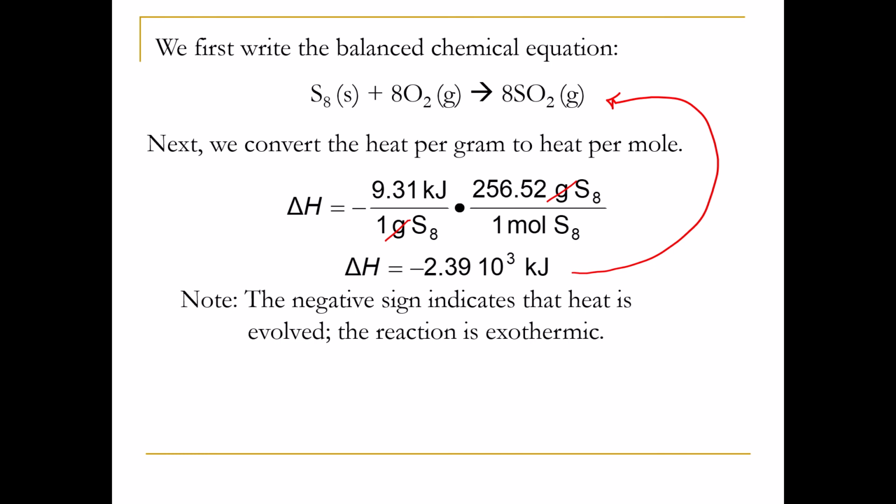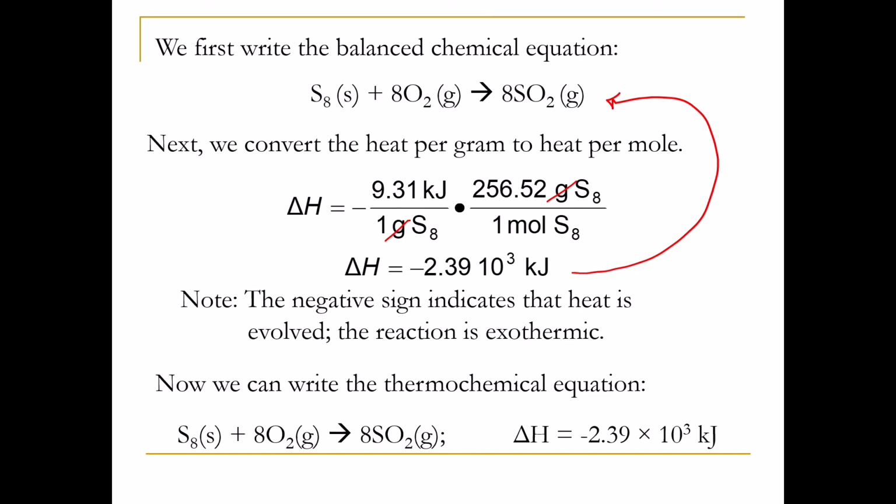We leave the negative because that indicates exothermic, heat is leaving the system. Putting that all together then, we have our balanced equation, we have the phases for each of our substances, we have the delta H value that we calculated. So this delta H value can now be used to calculate how much energy or heat is coming off the system for any amount of sulfur that we start with or O2 that we start with.